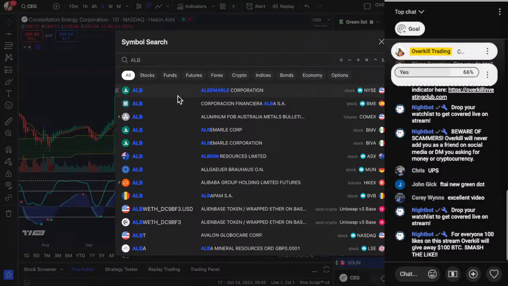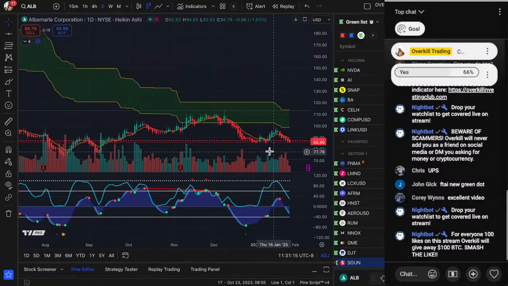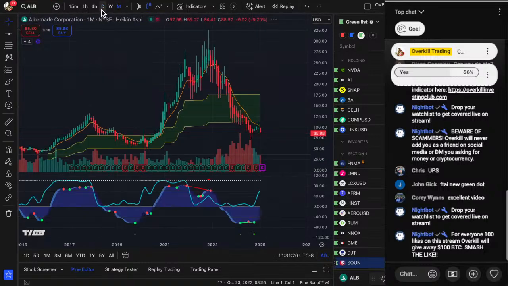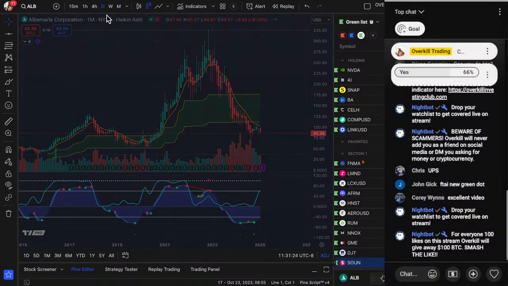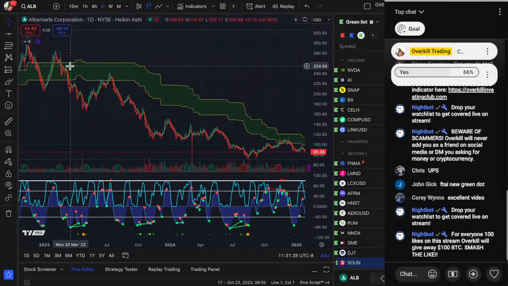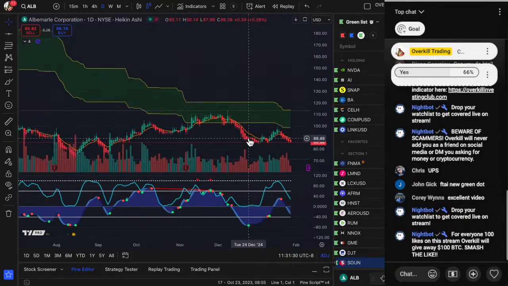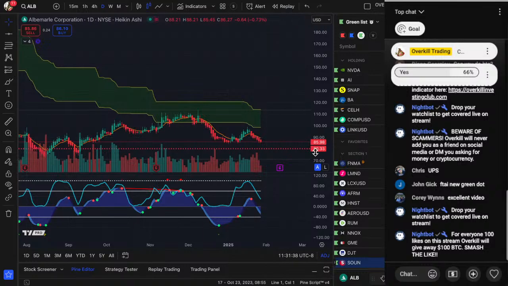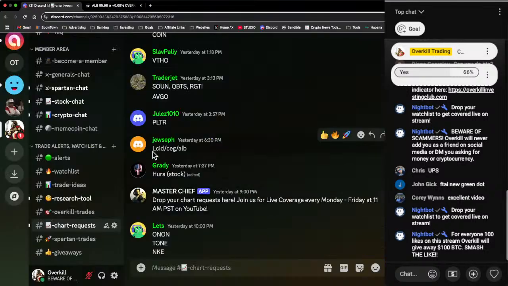ALB. ALB, this thing's pretty ugly here. Again, another one you want to wait for that daily green dot to enter on. Ugly candle there on the monthly, but the dot is green. I think this is a lithium mining company. Not my favorite stock, though. I mean, it just has gotten absolutely beaten to a pulp here. I think there's some better names to trade. If lithium ends up having a day, then obviously I'm going to eat my words. But $80 is a big level for this one. I would look to buy this one on the next green dot if you want to own it.